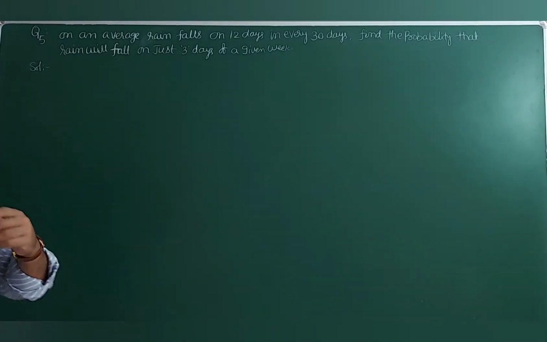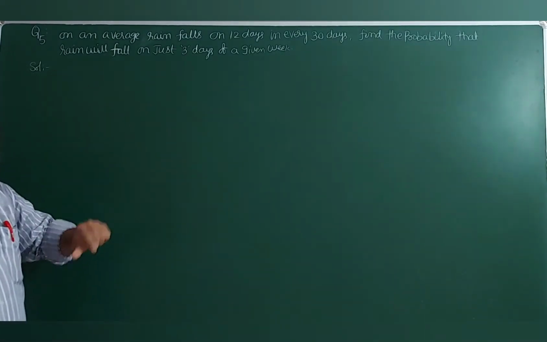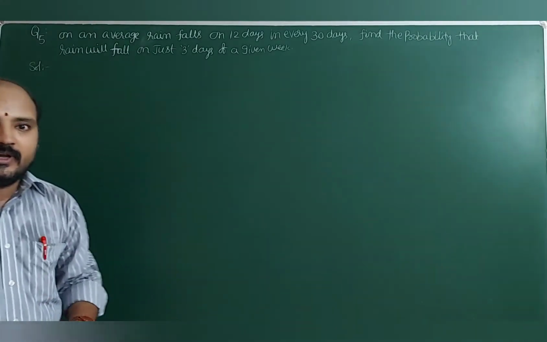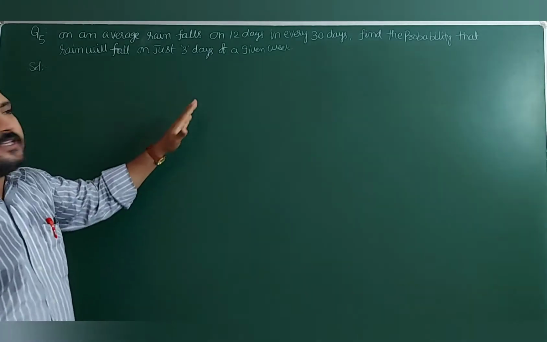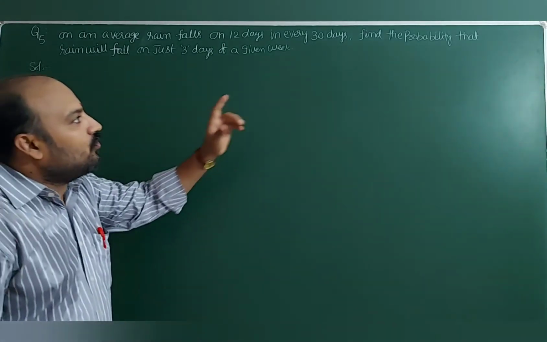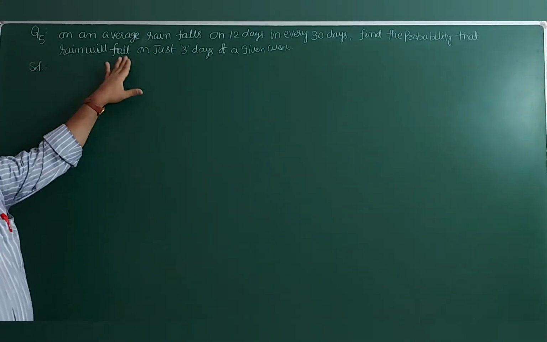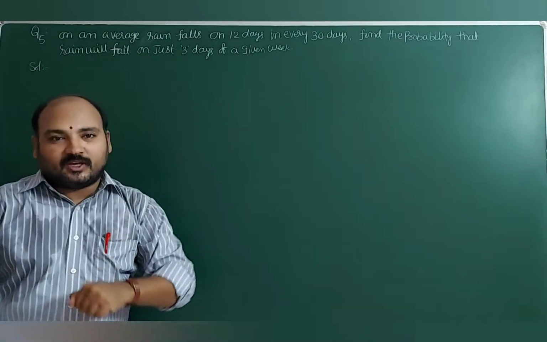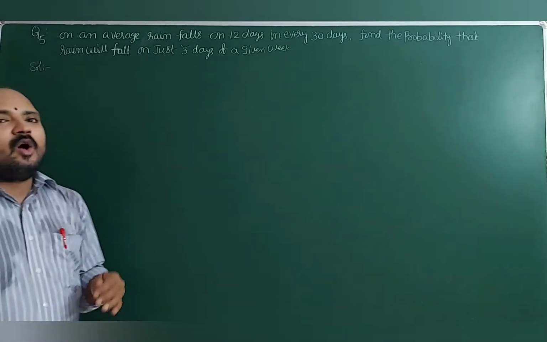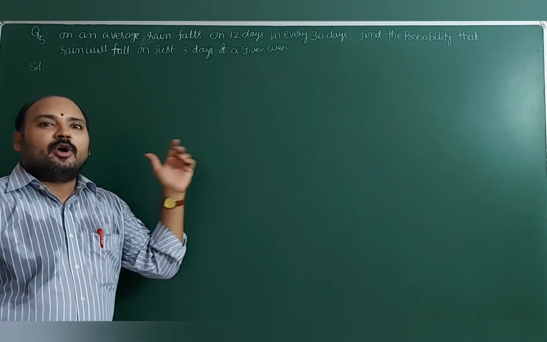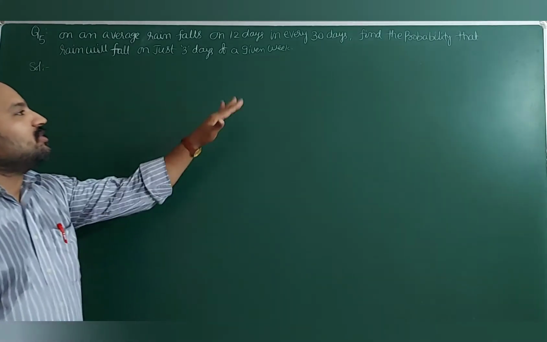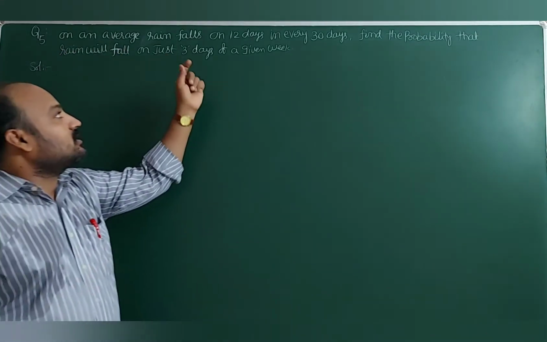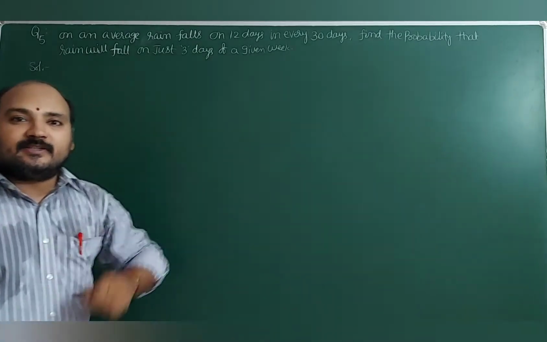The next question, number 5. On an average, rain falls on 12 days in every 30 days. In every 30 days, 12 days will be rain. Find the probability that rain will fall on just 3 days of a given week. See here how we are going to apply binomial distribution for this question. On an average, rain falls on 12 days in 30 days.